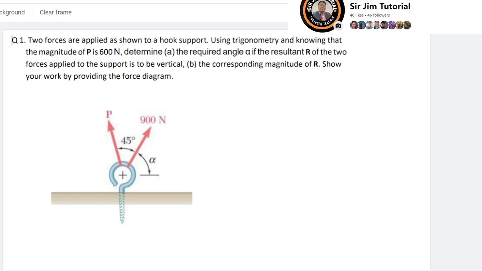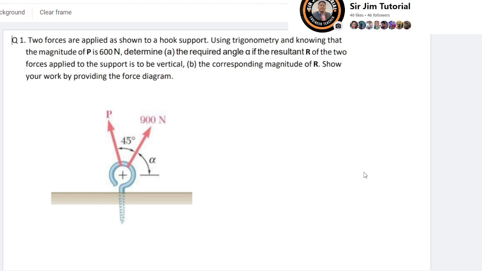I'm doing this tutorial because one of your classmates asked me to help her and discuss this second worksheet, and I'm sharing it with all of you to help you out with this problem.